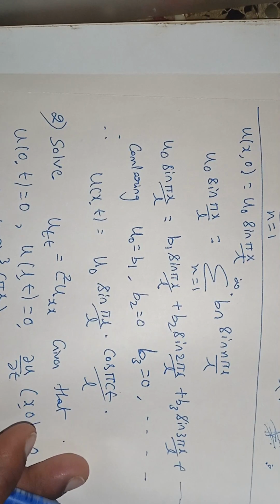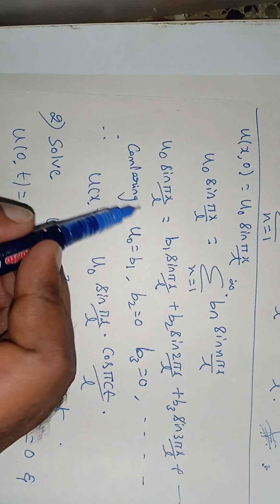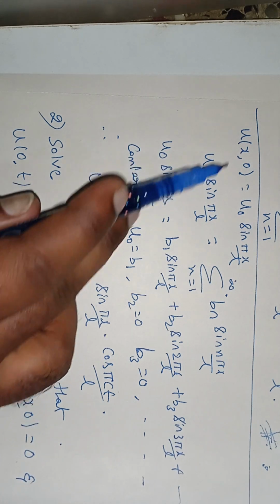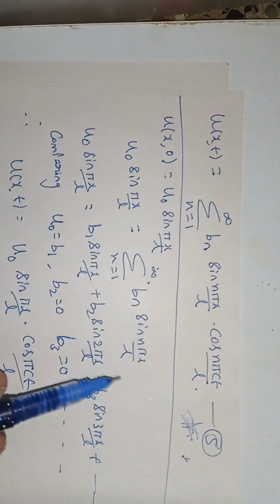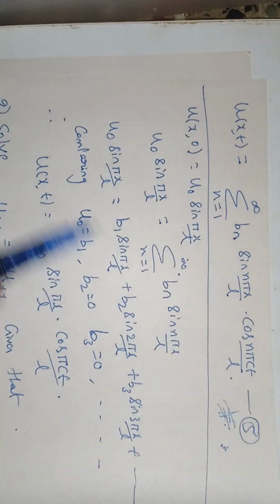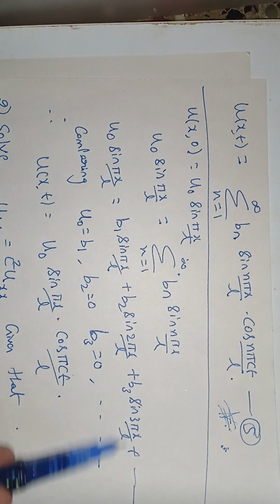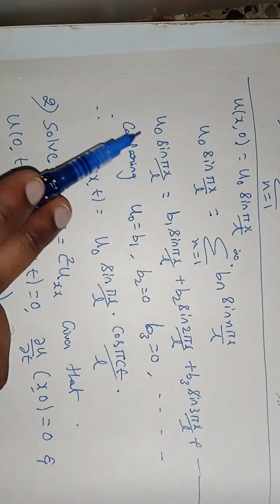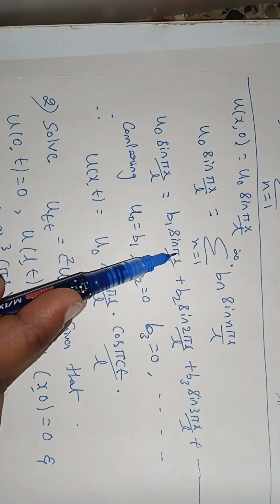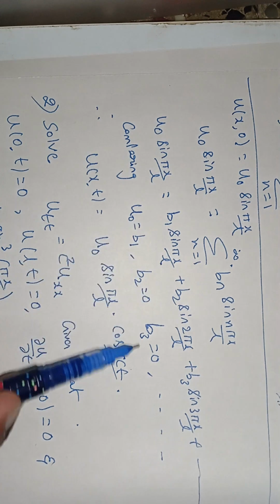Then the last condition, u of x comma 0 equal to u naught sin pi x by l. So I am using the condition, put t equal to 0 here, cos 0 will become 1, you will get this term. Expand the RHS of the summation by giving values for n. So b1, b2, b3, etc. Compare LHS and RHS. So u0 is compared to this term because you have pi x, pi x. So u0 is b1 and remaining terms are 0.